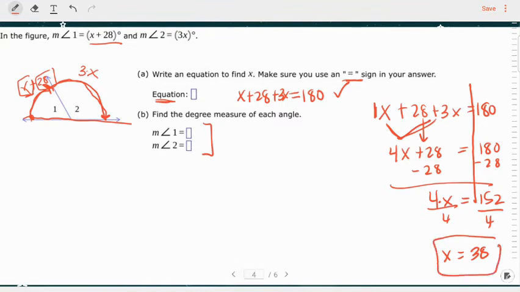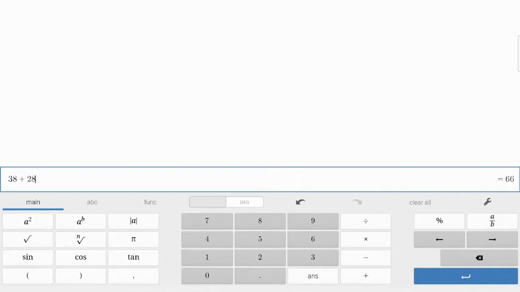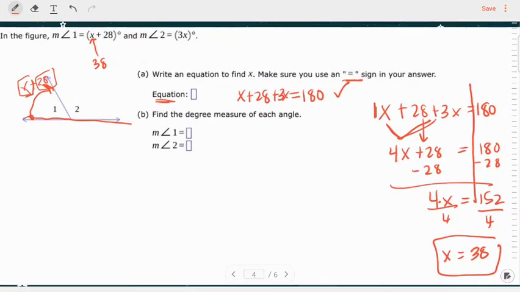Now remember, just like on our virtual class, we don't just stop there. Angle 1 and angle 2, that's not 38. In order to get angle 1 and angle 2, I've got to go back to this information up here and take out this x and put in that number. So angle 1 is equal to 38 plus 28, and that's how many degrees we've got. So 38 plus 28 is 66. So angle 1 is equal to a total of 66 degrees.